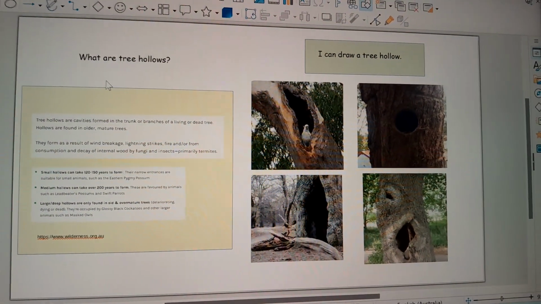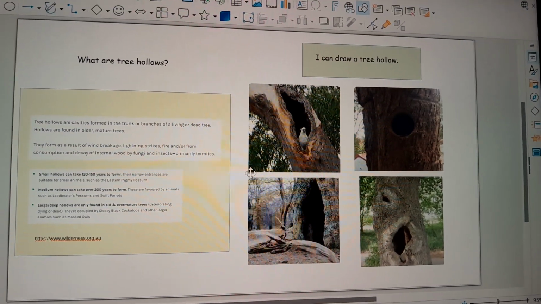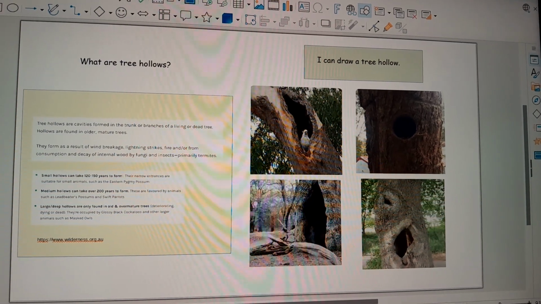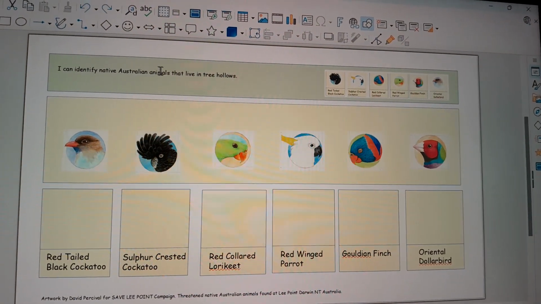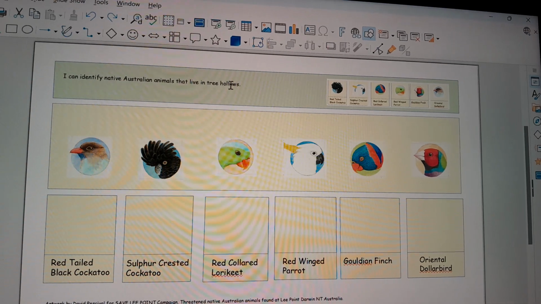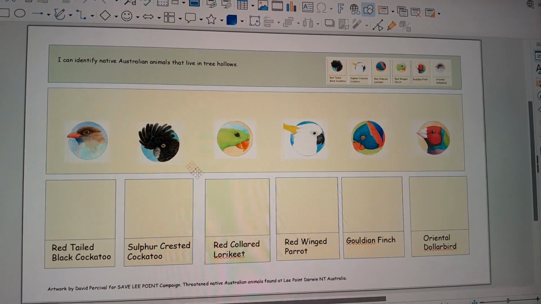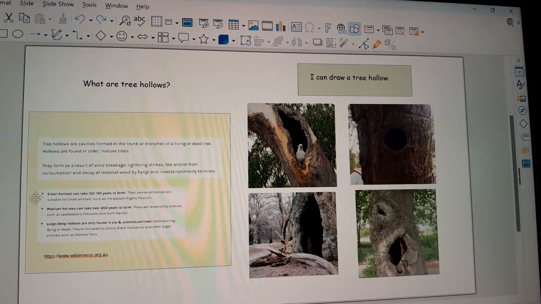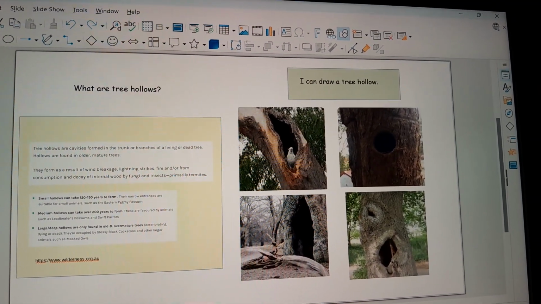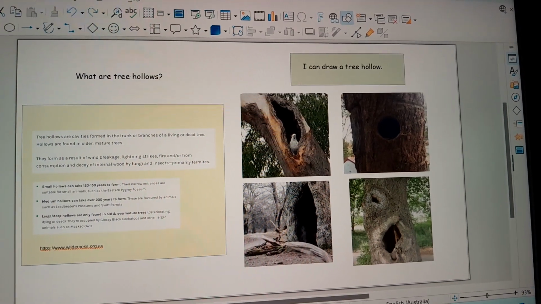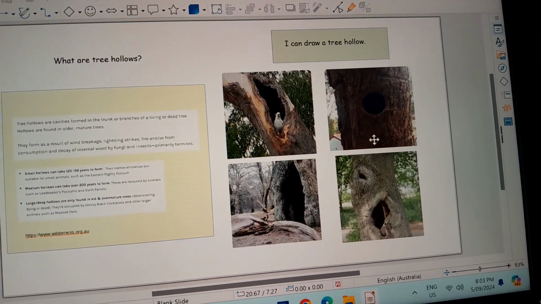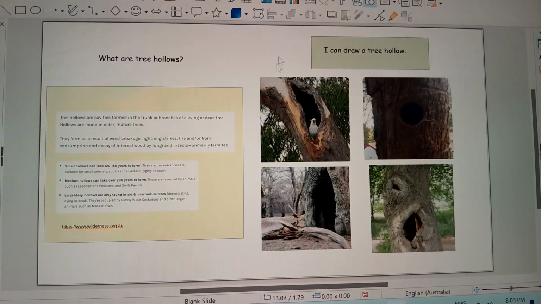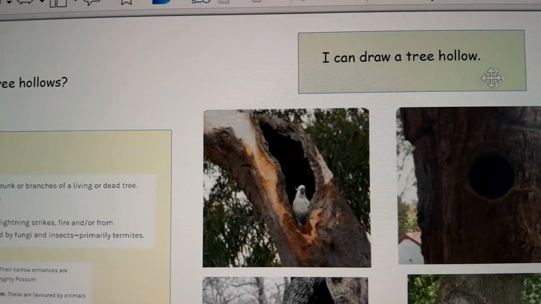Okay, now here we go. Now you might like to show what tree hollows are before you venture into I can identify native Australian animals that live in tree hollows, so that they know what tree hollows are. Okay, but I've put it at the end because I like that the children can use their imagination a little bit. They can learn about the animals, imagine what is a tree hollow. What do you think it is? And then here we go. I can draw a tree hollow.